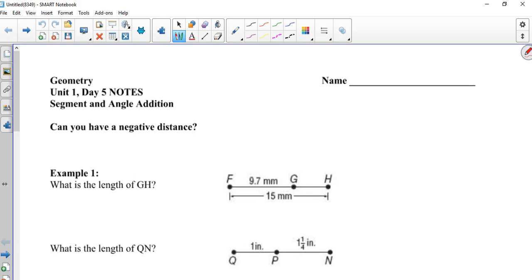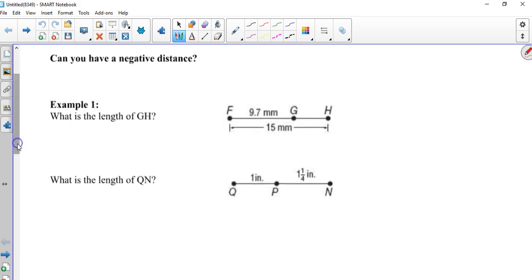Can you have a negative distance? Think about that. If I walk 4 steps forward, is that +4? If I take 4 steps back, is that -4? Not really. It's just a step. Direction doesn't really matter. If I am 6'3" and I stand on my head, am I -6'3"? No, I'm still 6'3".